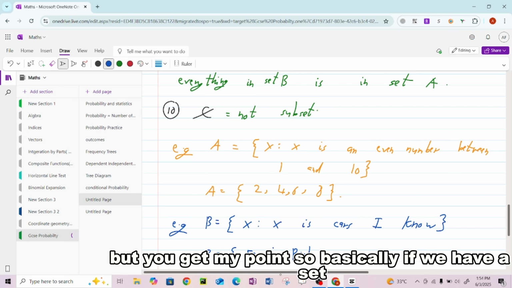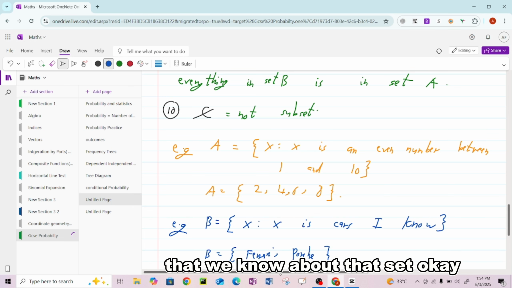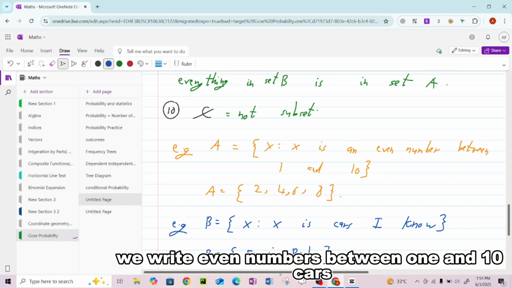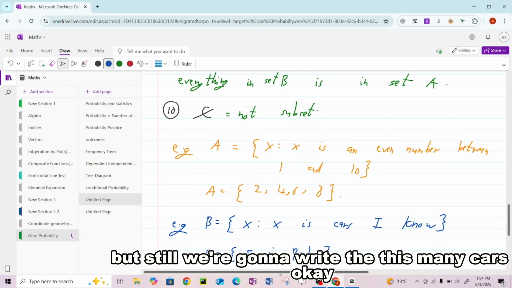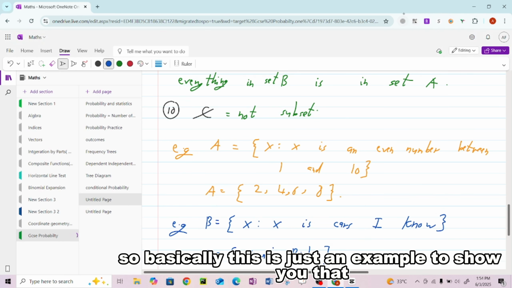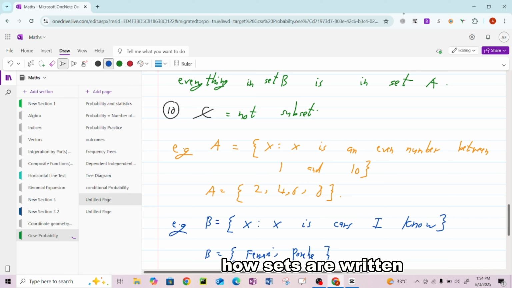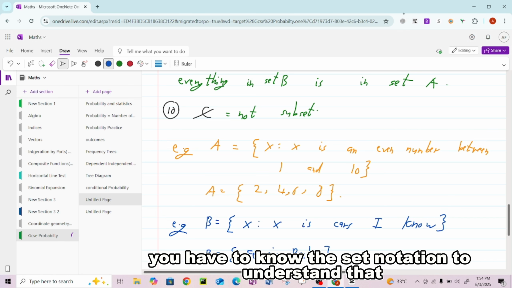So basically, if we have a set, we're going to write everything that we know about that set. It's even numbers, we write even numbers between 1 and 10. Cars I know, I don't know much, but still, we're going to write this many cars. But this was just an example to show you how different types of things can become sets. So basically, this is just an example to show you how sets are written. So you have to know the language of sets, you have to know the set notation to understand that.